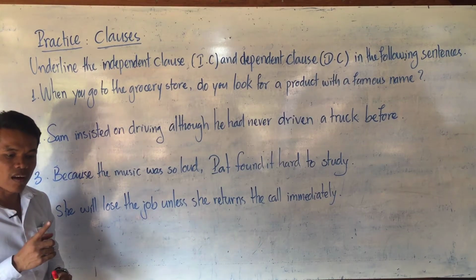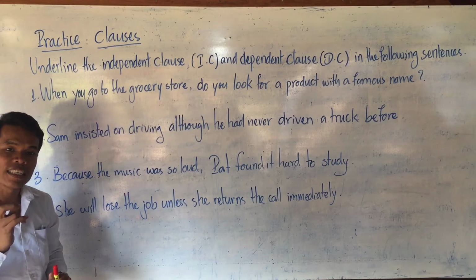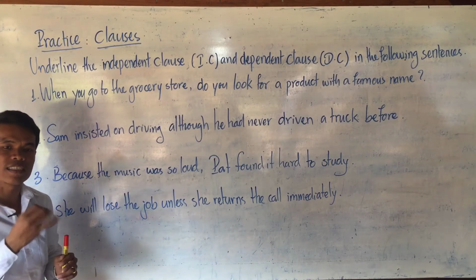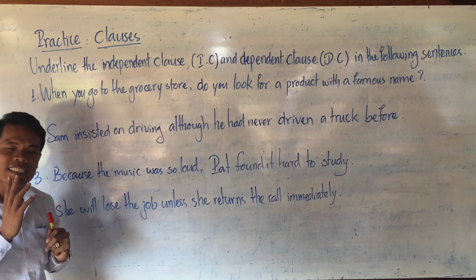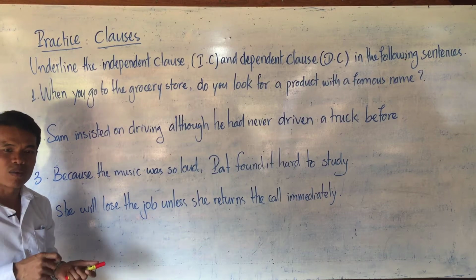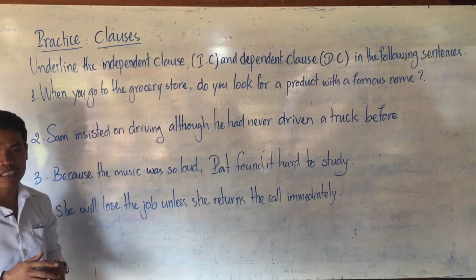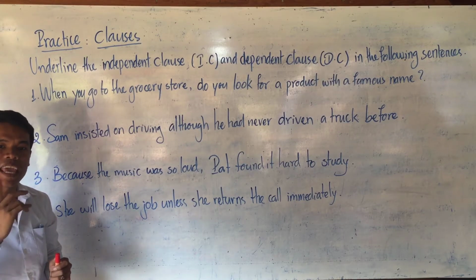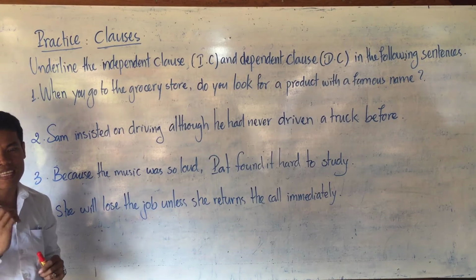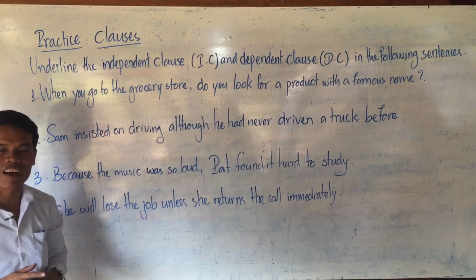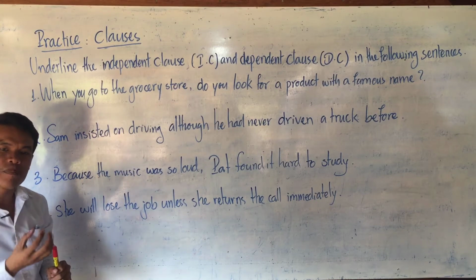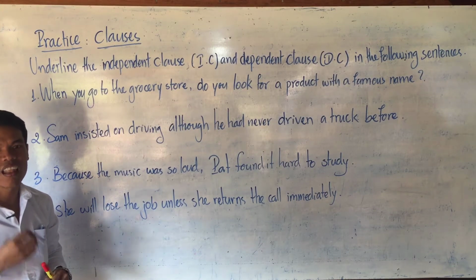A clause has a subject and a verb. What is an independent clause? An independent clause has a subject and a verb and can stand by itself as a complete sentence. How about a dependent clause? A dependent clause has a subject and a verb, but this clause cannot stand by itself as a complete sentence. It is only part of a sentence, right? Usually, a dependent clause begins with a subordinator or clause connector.